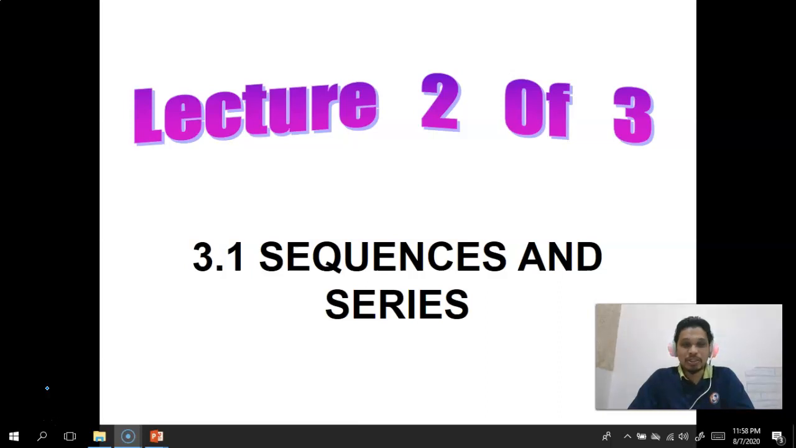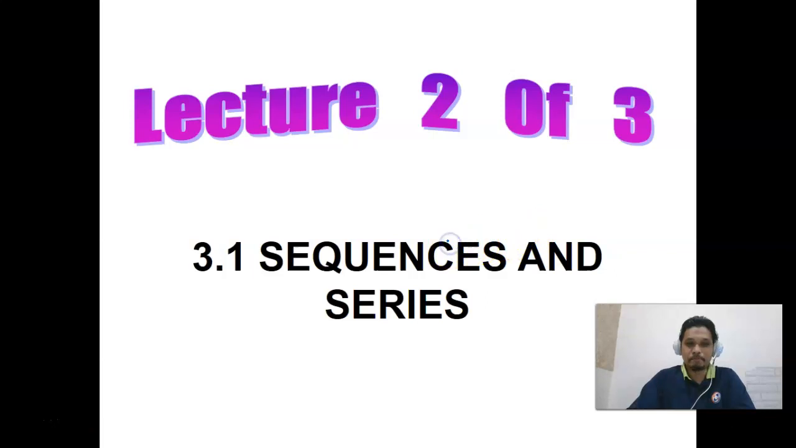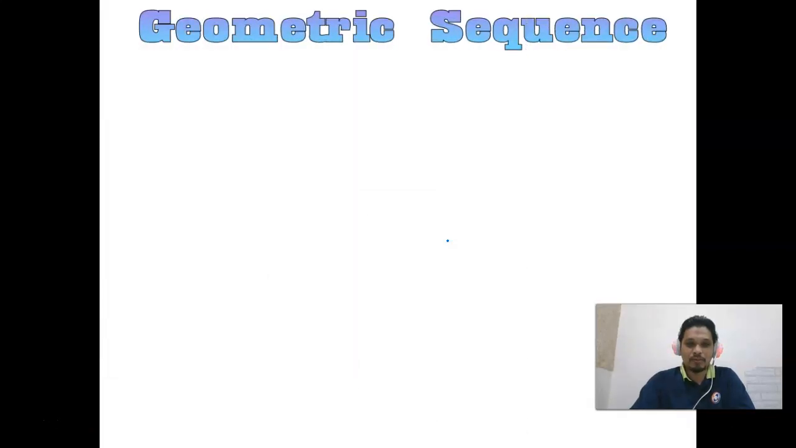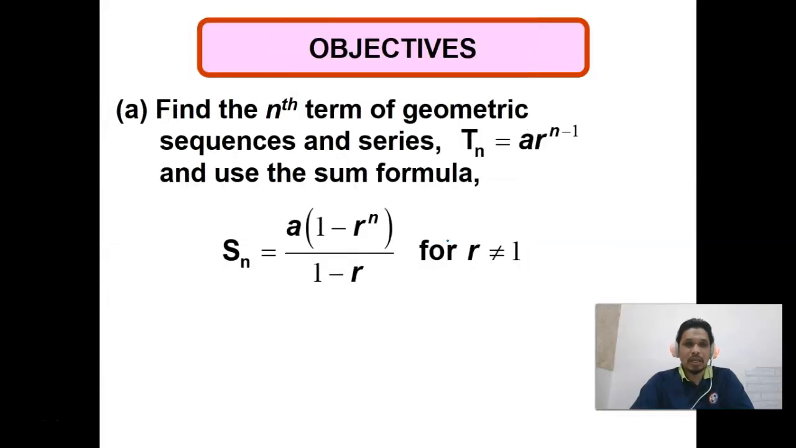So we are now in lecture 2 of 3 in the same subtopic of 3.1, sequences and series. Without wasting so much time, let's take a look at the definition and the formula involved in this topic and subtopic. Find the nth term of a geometric sequence and series, with the nth term of a times r to the power of n minus 1, and use the sum formula of this.